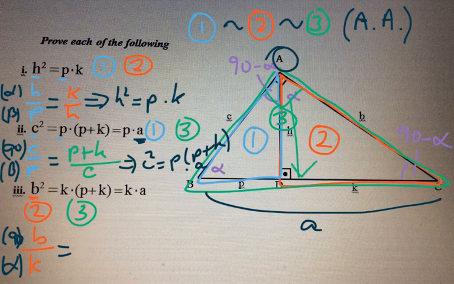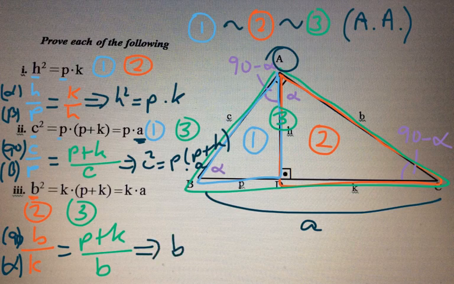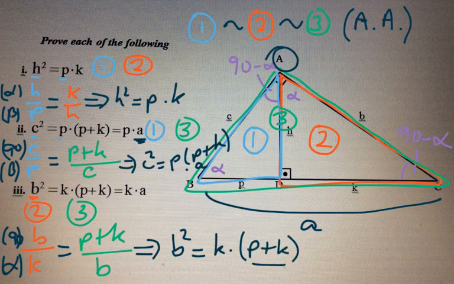Let's just erase that from the diagram. P plus K, and opposite alpha, we'll see that the side we want is B. So when we write that into our ratio and cross multiply again, we have B squared equal to K multiplied by P plus K. Again, P plus K can be written as this side length A. I hope you enjoyed that.